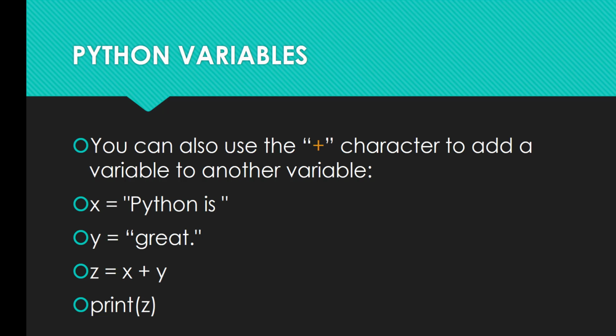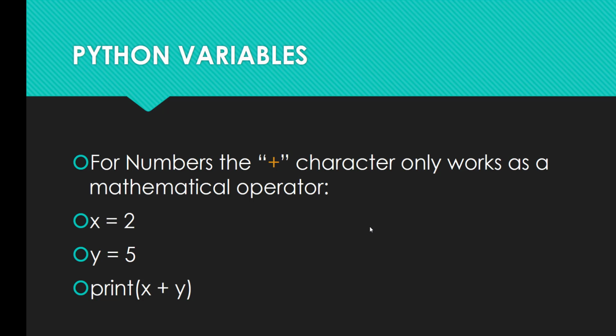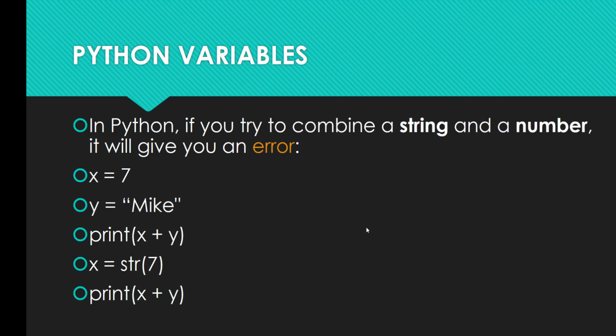So z, which is a new variable, now takes the joining of x and y variables to give out "Python is great." So for numbers, the plus character only works as a mathematical operator. The plus character doesn't join the values. It performs an operational addition to it. So if you combine a string and a number, you would get a Python error. So the only way you can be able to do that is to convert the integer type to the string type. So let's try and see how that works.